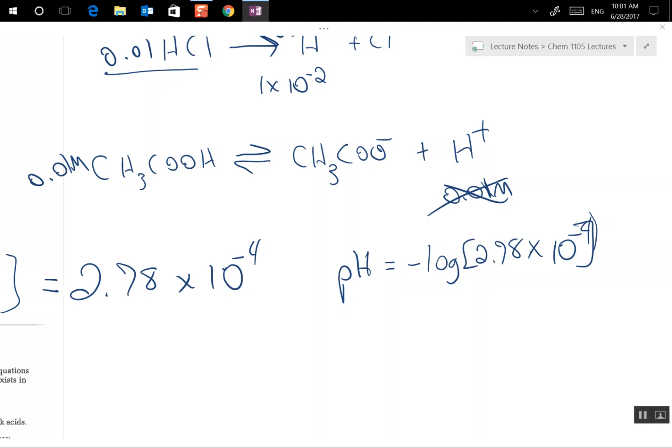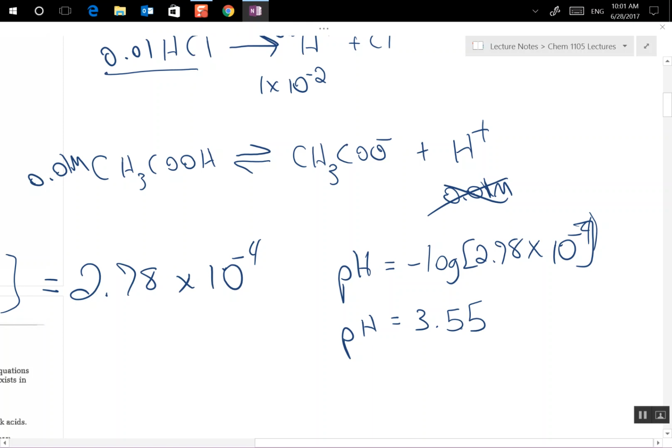And then I want you to try to put in this function: log of 2.78 times 10 to the negative 4. What is the log of 2.78 times 10 to the negative 4? Okay. So pH is equal to 3.55.